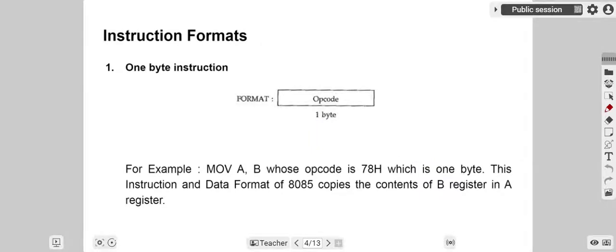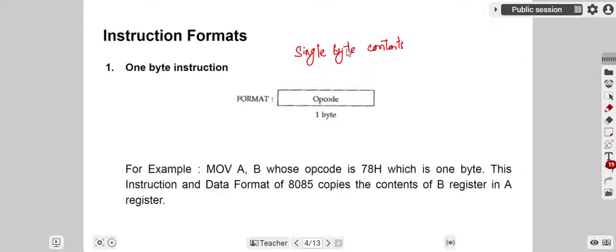Now, categories of instruction formats. There are three categories of instruction formats, out of which the very first category is 1 byte instructions. What is the meaning of 1 byte? That these instructions are specified by only single byte data, single byte contents.